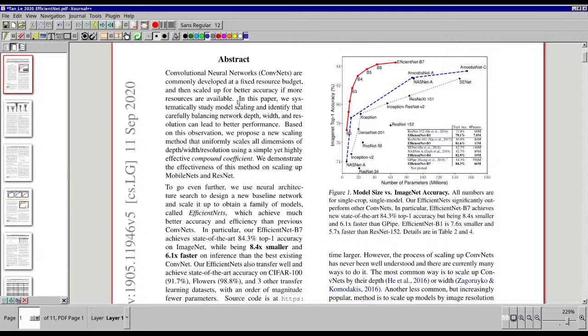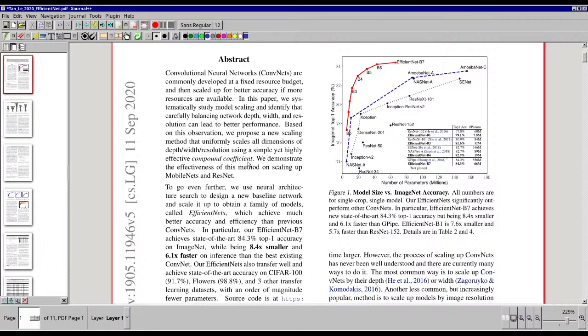In this paper, we systematically study model scaling and identify that carefully balancing network depth, width, and resolution can lead to better performance. Based on this observation, we propose a new scaling method that uniformly scales all dimensions of depth, width, and resolution using a simple yet highly effective compound coefficient. We demonstrate the effectiveness of this method in scaling up MobileNets and ResNet.